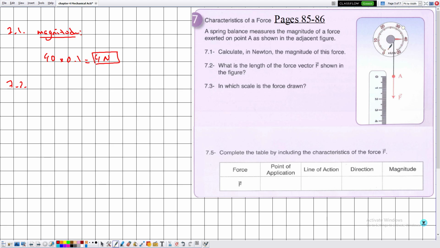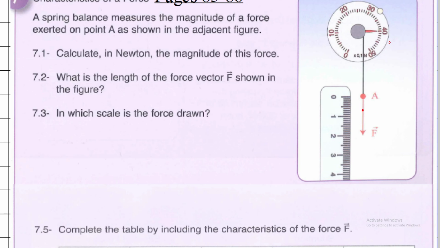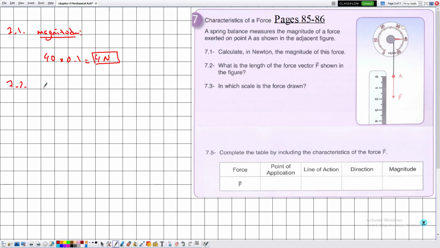Now in 7.2 they are telling me what is the length of the force vector F shown in the figure, and the length can be measured using the ruler. So notice that here the length of the vector is given by 2 centimeters. So the length is simply given by 2 centimeters.